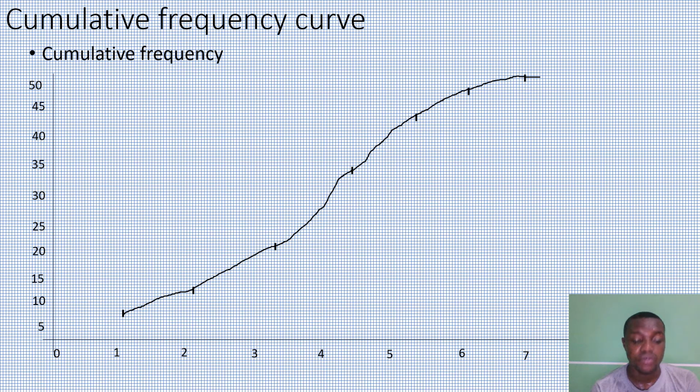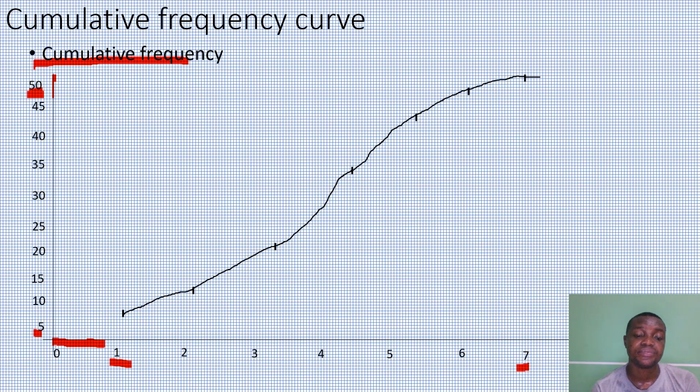As usual, we draw our horizontal line and the vertical. On the vertical axis, we label it cumulative frequency. Then make sure we mark the numbers. It should accommodate the highest cumulative frequency. Because this one is not grouped data, we just locate the marks on the horizontal. So you mark according to the highest mark.